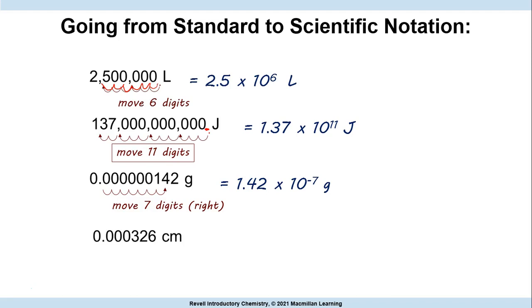Let's look at the last example here, 0.000326 centimeters. Since our coefficient must be between 1 and 10, it means that we are going to have 3.26 here. So how many places are we going to move? We're going to move 1, 2, 3, 4. So we've moved 4 places. That's giving us 3.26 times 10 raised to the power minus 4 centimeters. So that is how you convert from standard notation to scientific notation and vice versa.